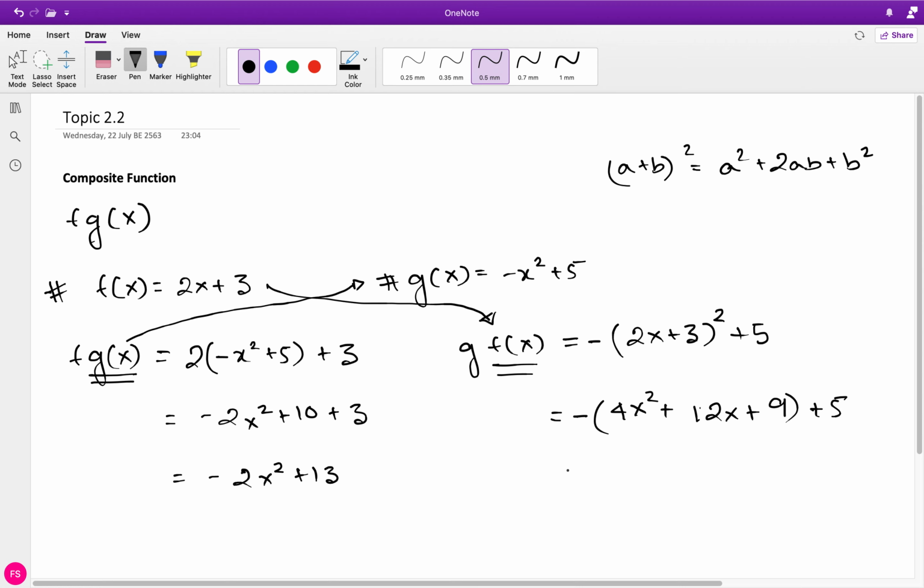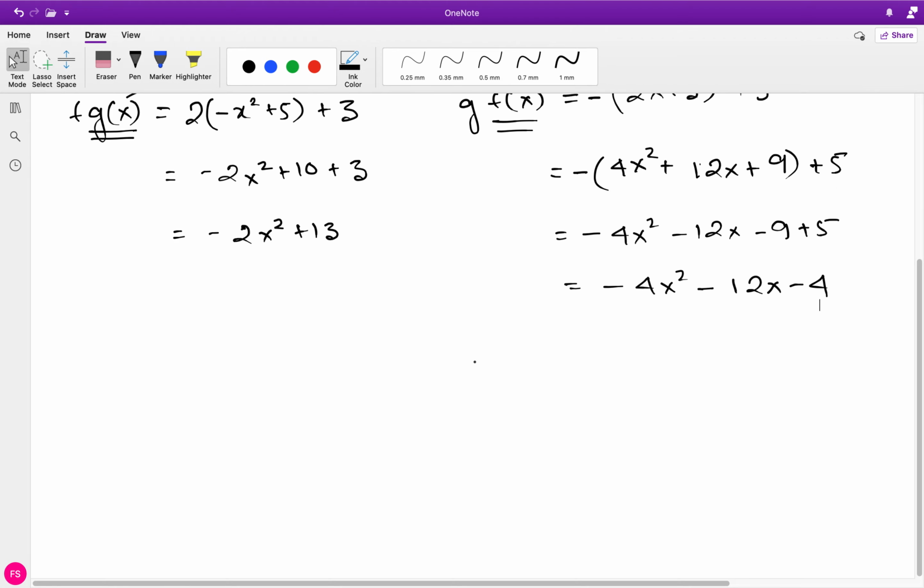Now I'm going to remove the bracket, and note that the signs are going to change, because when you have a negative sign in front of a bracket and you open the bracket, all the signs change. So negative and positive will give you negative 4x squared, negative 12x, negative 9, and then positive 5. If you simplify, this will give you negative 4x squared minus 12x minus 4. So you can see that if you write it the opposite way, you have to take this as the value of x for the first function.